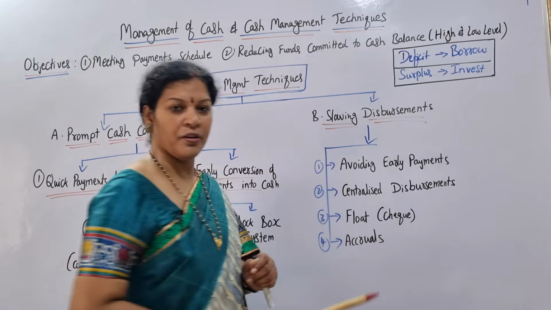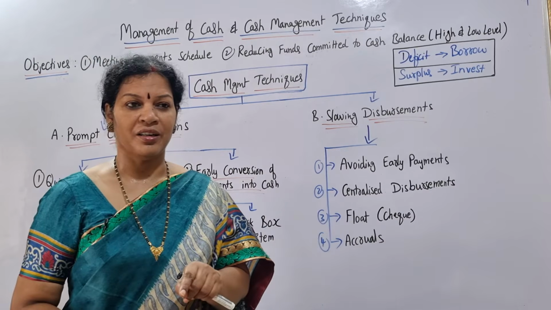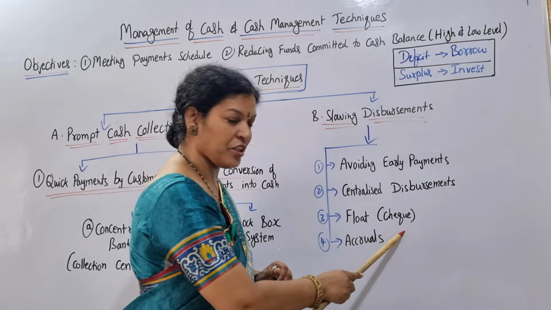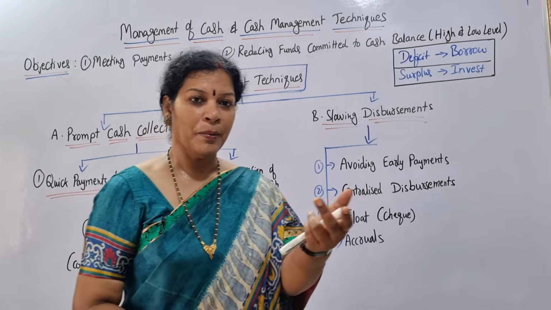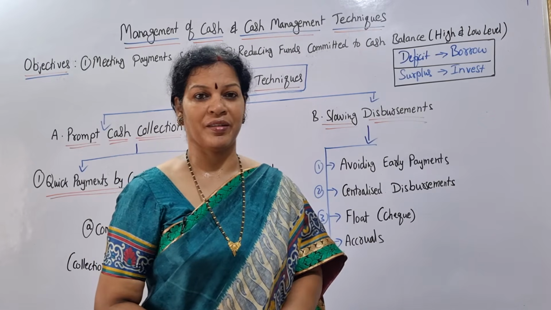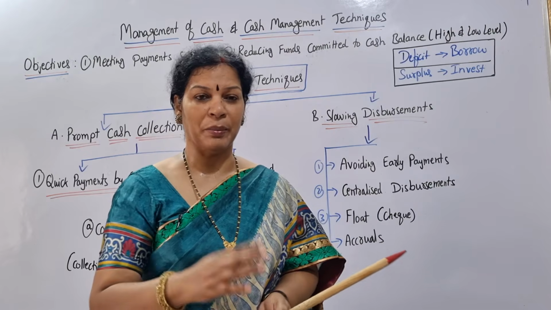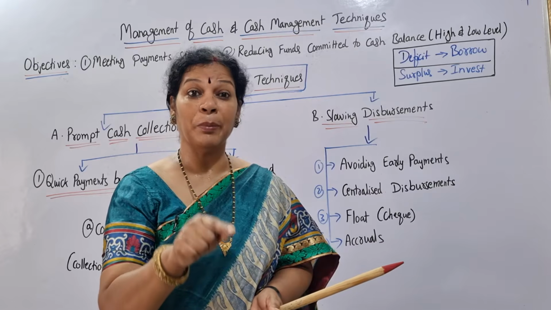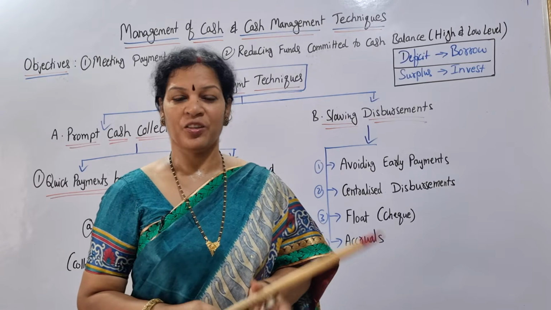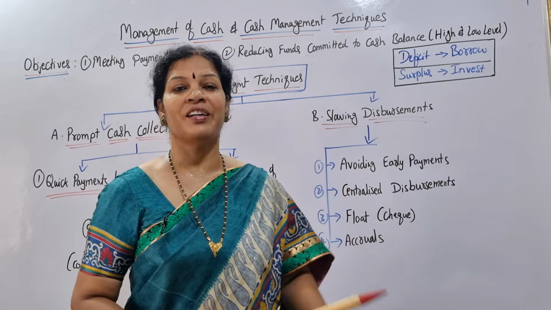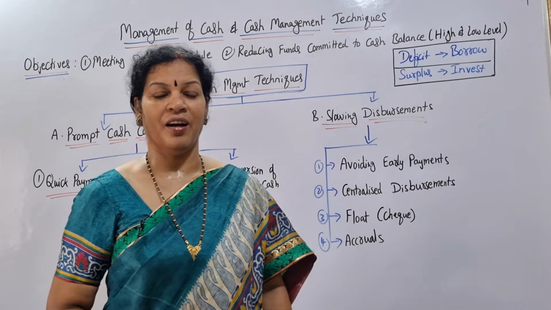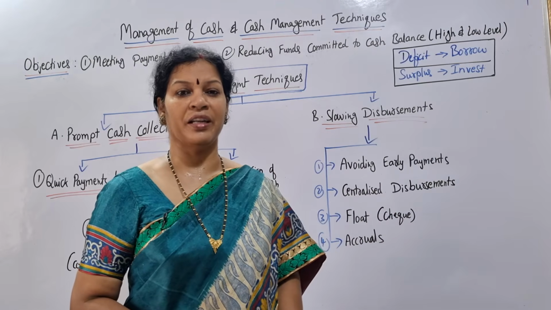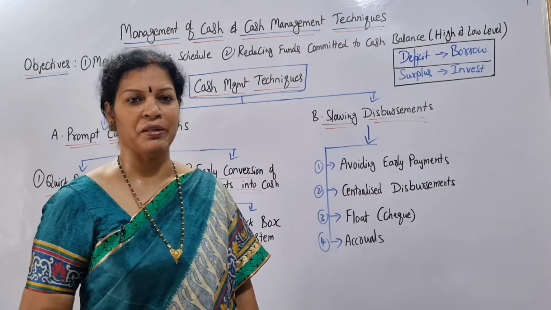The third one is float. Float means you prepare a check, but give the check a little bit late. In between, you will get some time, so you are making the payment a little bit slowly. You prepare the check, but the disbursement is a little late. Or give them a date of so and so, and according to that date only they can encash it. In that way also you can make the payment slowly.